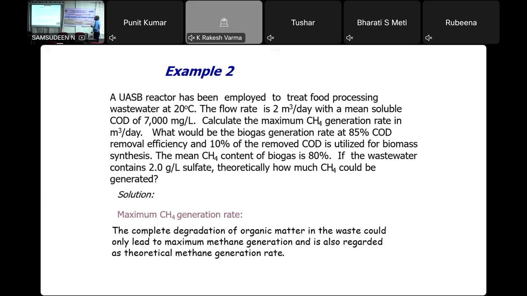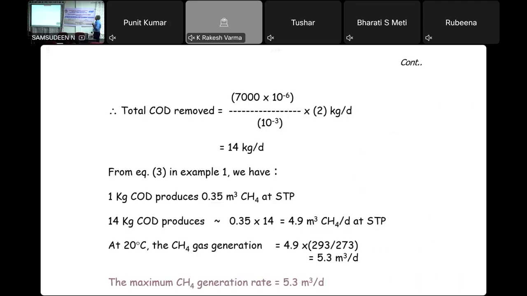All right, so we have 7,000 milligram per liter COD, right? Then you have the cubic meter per day, and you have 85% COD, and then you have 2 grams of sulfate, all that in there. That's what the input in your equation is. Go back to the next slide. It's okay. So that's where you're inputting total COD removed, okay? When you calculate that, you're going to get 14 kilogram of COD per day. That's cubic meter calculation.